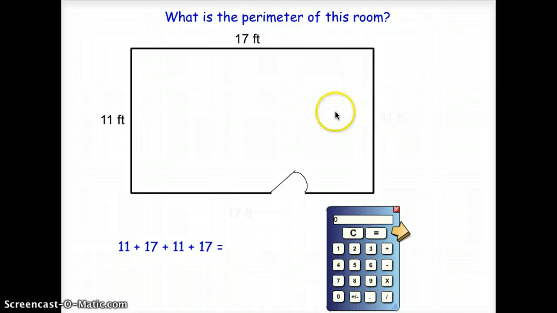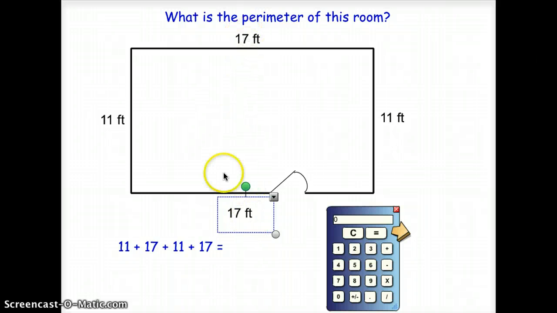So what's the perimeter of this room? This room is 11 feet by 17 feet. Remember that I told you the perimeter is the total distance around the polygon. Once I've seen that this is 11 feet and this is 17 feet, because it's a parallelogram and a rectangle, I know that this side is 11 feet and this side is 17 feet, because the opposite sides are the same length.